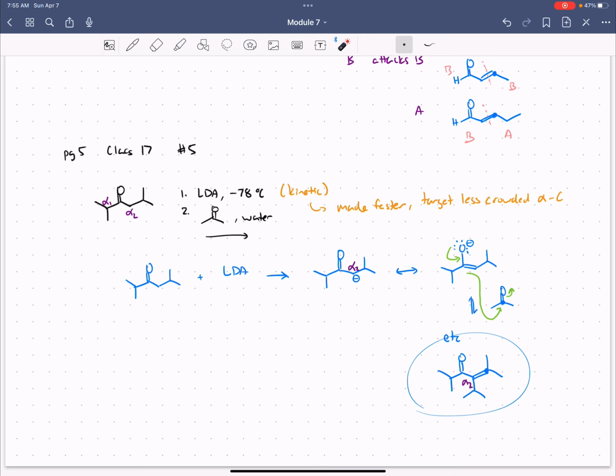At the bottom of page 5, I have the reaction coordinate diagram, and that is complete. That's it for the Class 17 handout. Okay? On the next video, there are a couple of things in Class 18 that I left blank. That's on the next video.